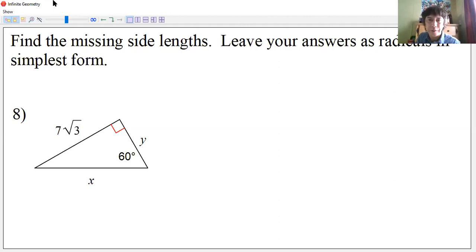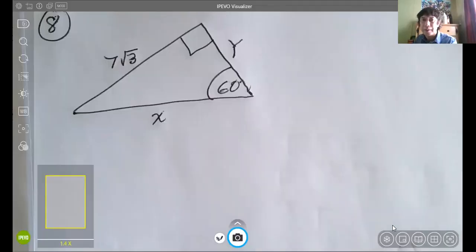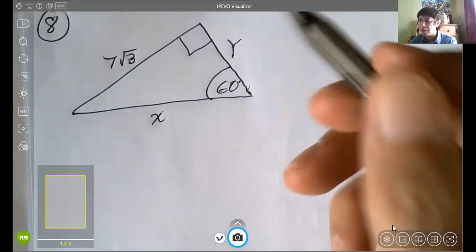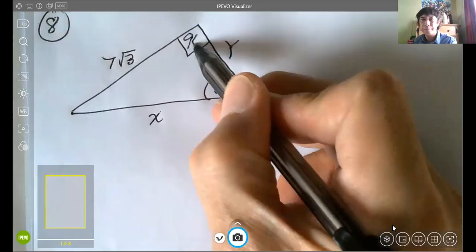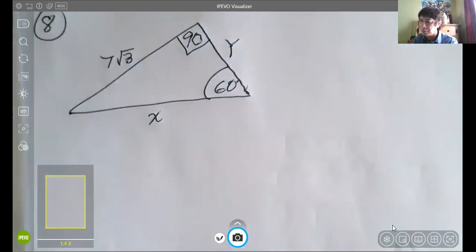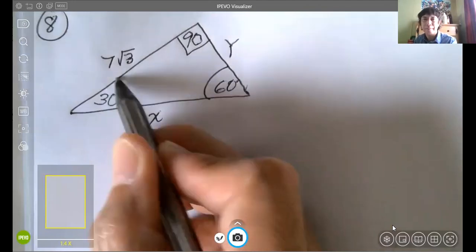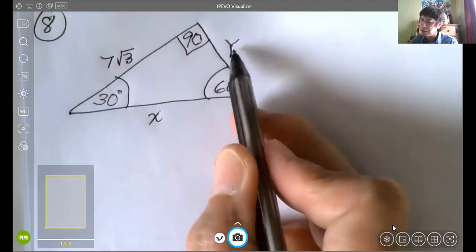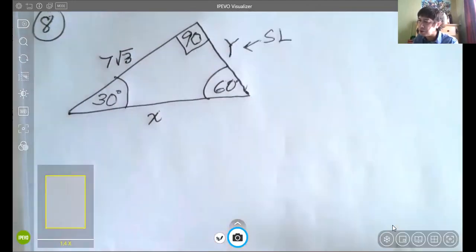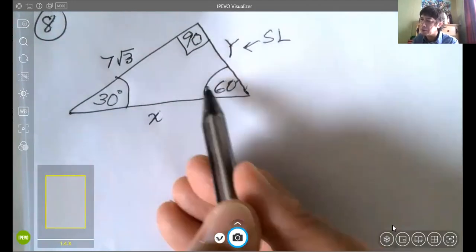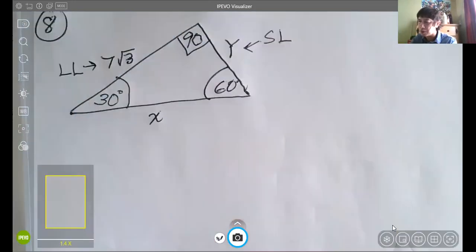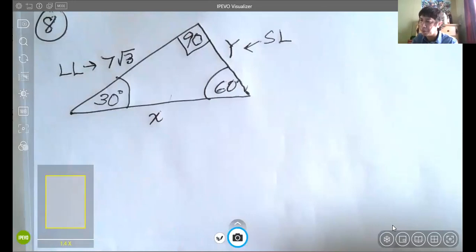Okay, let's go back to that screen over here. Okay, here's number 8. Let's examine what we have as given. We have 60 degrees. We have a right angle here. That must be the 90. And this must be the 30. And so we are quite sure if this is the smallest, this must be the shorter leg. And if this is the 60, then opposite to that is the longer leg there. And of course, the x here is opposite the 90. That must be your hypotenuse.